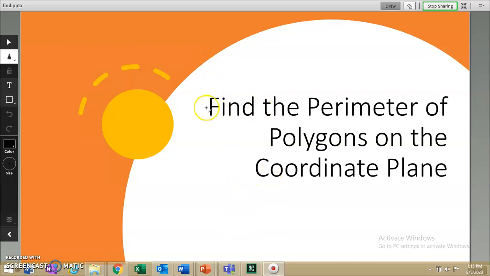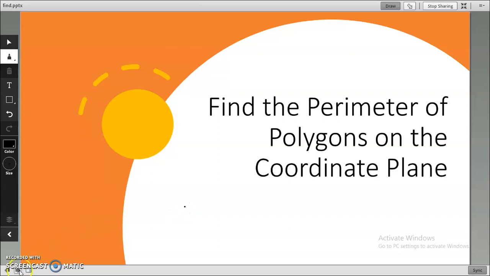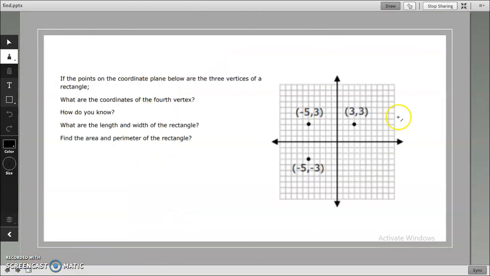Hello, today we'll look at an example of finding the perimeter of polygons on the coordinate plane. So here's an example we have. It says if the points on the coordinate plane below are three vertices of a rectangle, what are the coordinates of the fourth vertex? Okay, that's a good question. Then it says, how do you know?